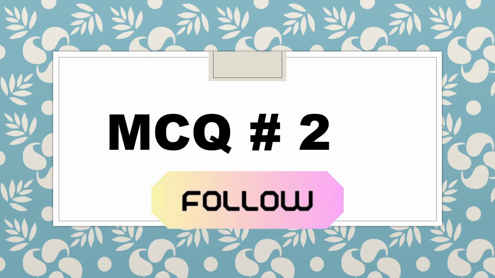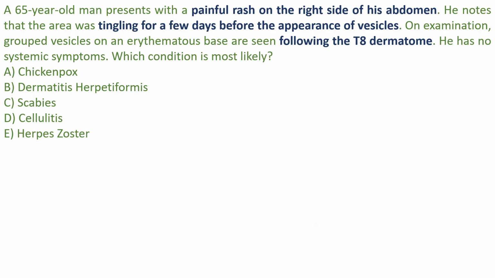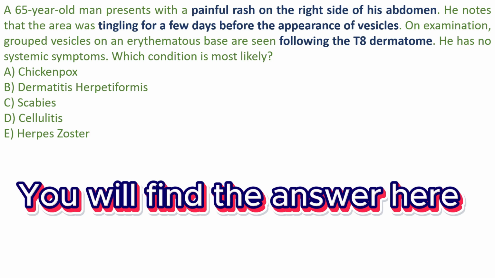Multiple choice question number 2. A 65-year-old man presents with a painful rash on the right side of his abdomen. He notes that the area was tingling for a few days before the appearance of vesicles. On examination, grouped vesicles on an erythematous base are seen following the T8 dermatome. He has no systemic symptoms. Which condition is most likely?